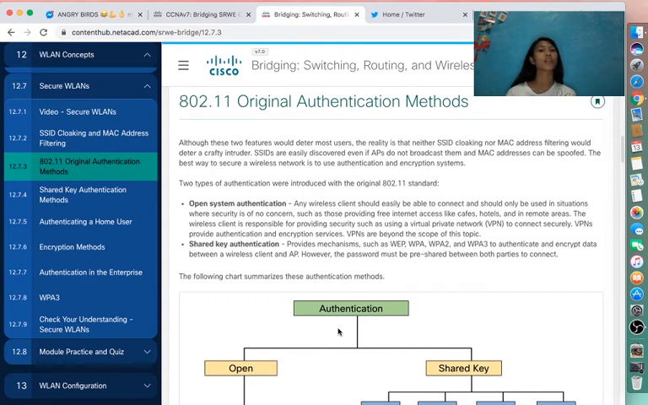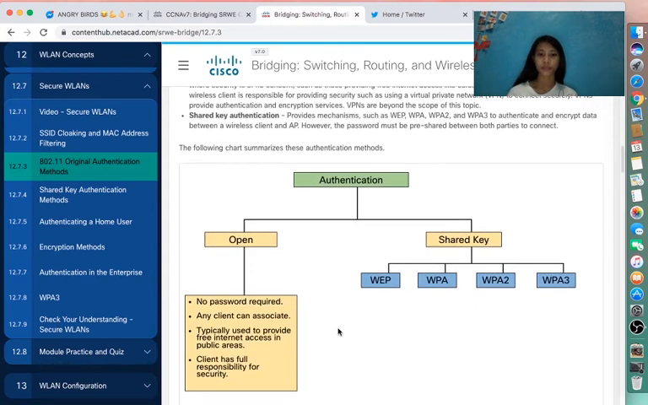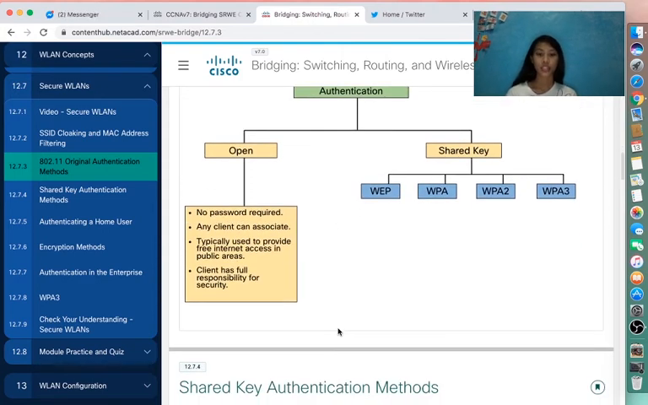802.11 original authentication methods. Authentication has open and shared key. In our open, no password is required. Any client can associate, typically used to provide free internet access in public areas, and the client has full responsibility for security.